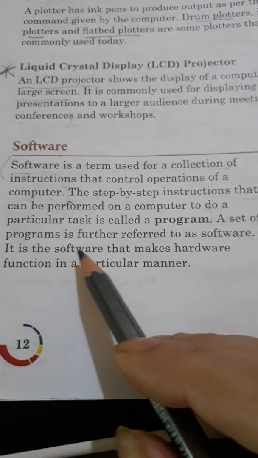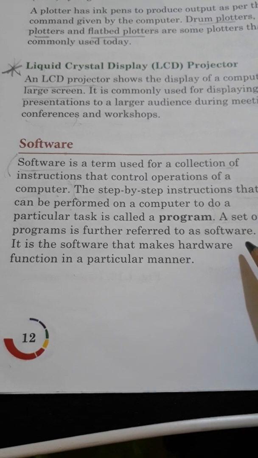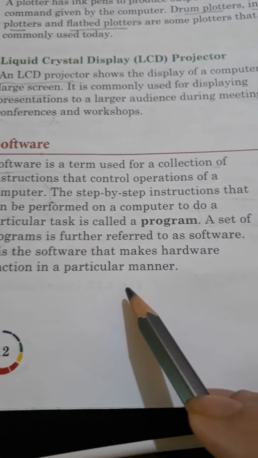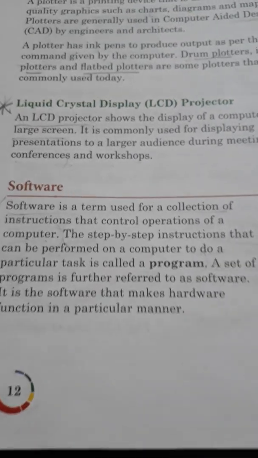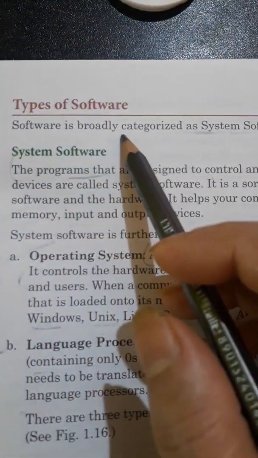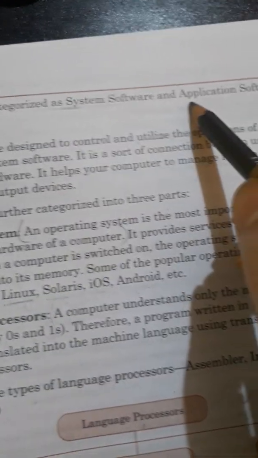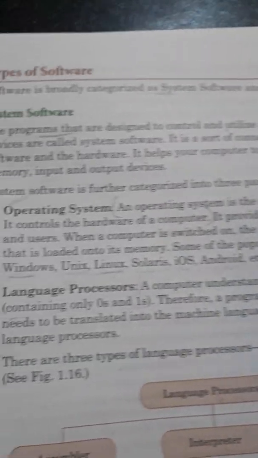A set of programs is further referred to as software. It is software that makes hardware function in a particular manner. This is called software. Now come to the types of software. What are the types of software? Software is broadly categorized as system software and application software.